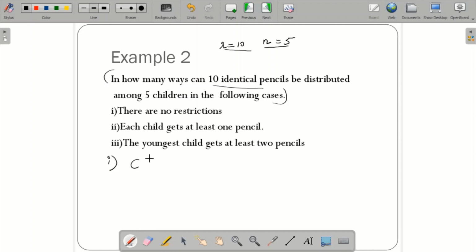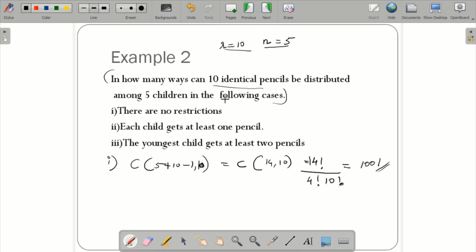If there is no restriction, then directly find the combination of such type. There is no restriction means directly finding the combination for 10 identical pencils distributed among 5 children. So it would be C(5 plus 10 minus 1, 10), with repetition. So this would be nothing but the combination of 14 comma 10, which is 14 factorial divided by 14 minus 10, that is 4 factorial, into 10 factorial. This would give the result as 1001. So this is regarding the case with no restriction.